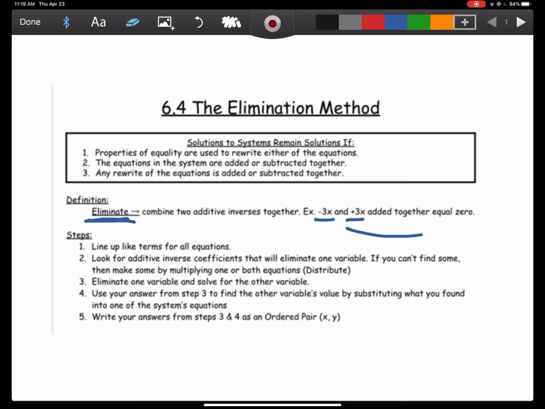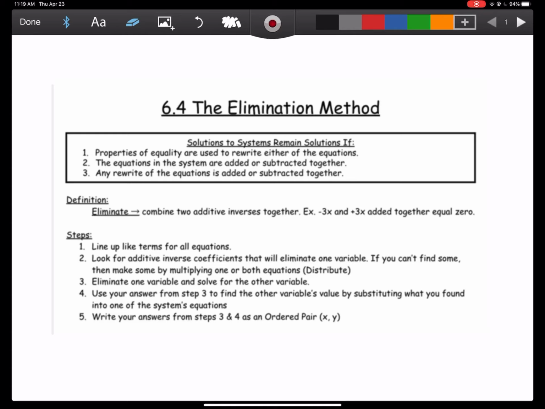Okay, so let's look at the steps. These are the steps that I'm going to refer to. I have my own ways of referring to them, but this is just a very clear way of writing them down. So step 1, line up like terms for all equations, meaning make sure your x terms are lined up over other x terms, y terms are lined up over other y terms, and equal signs are lined up on top of other equal signs.